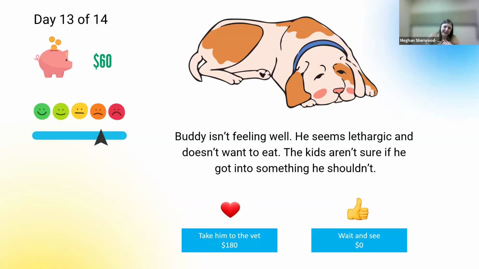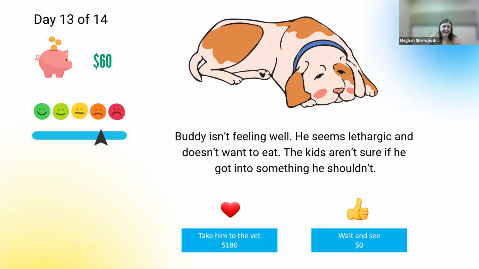It's day 13 of 14. We're almost there. But unfortunately, Buddy isn't feeling well. He seems lethargic and he doesn't want to eat. The kids aren't sure if he might have gotten into something. Okay, do we take him to the vet, or do we wait and see?